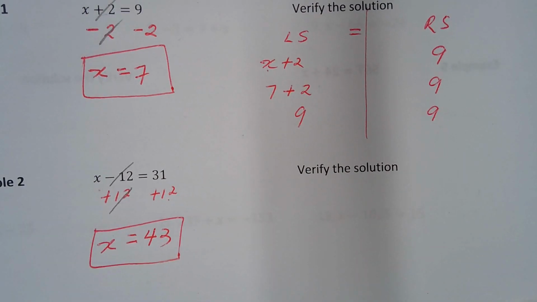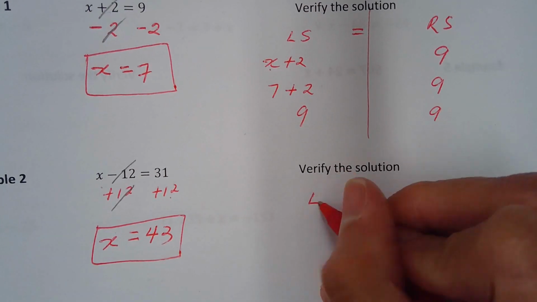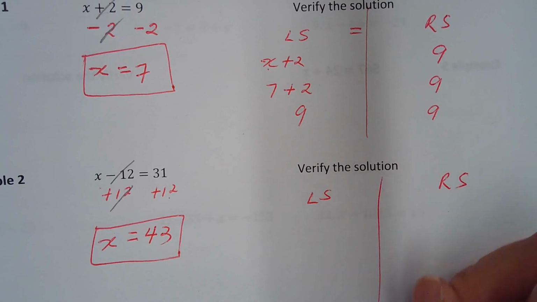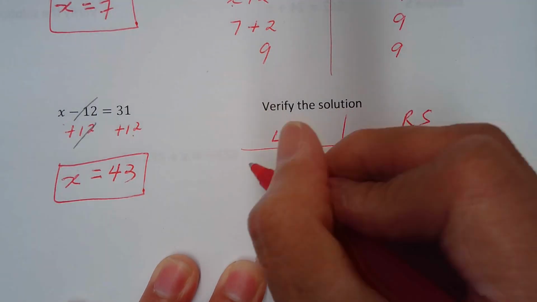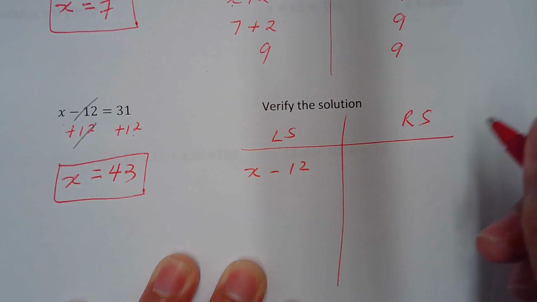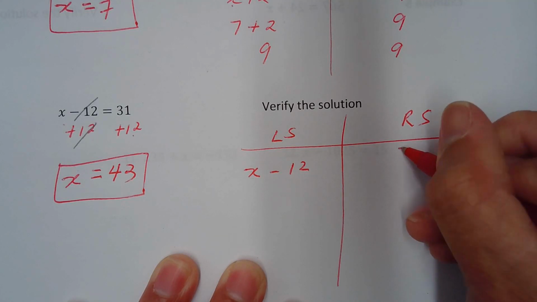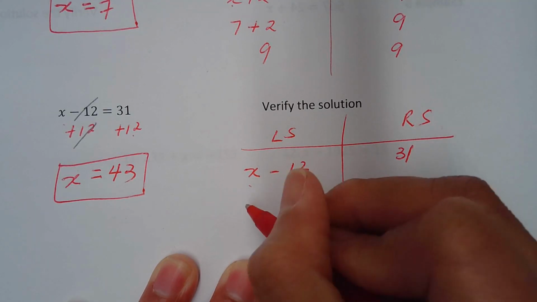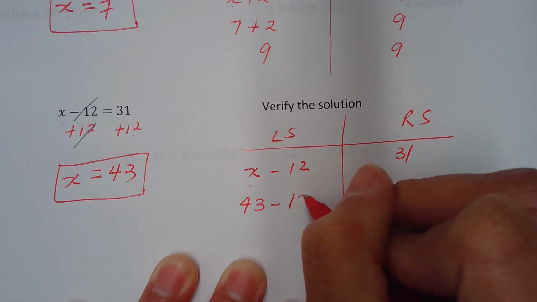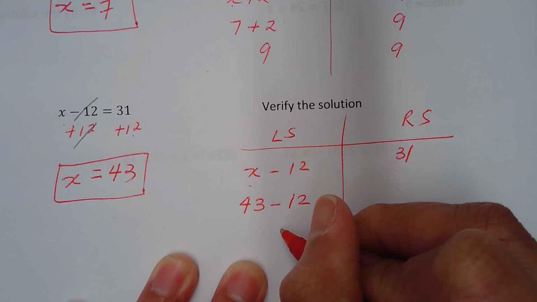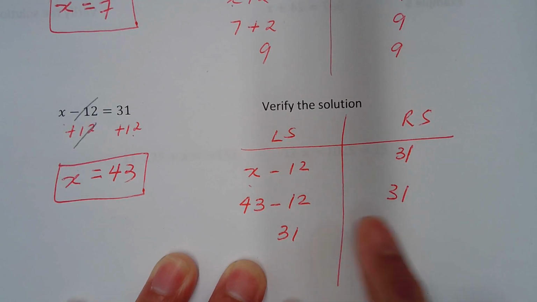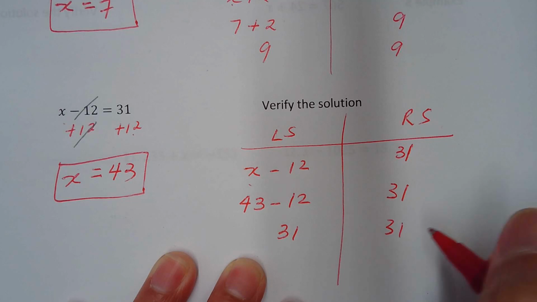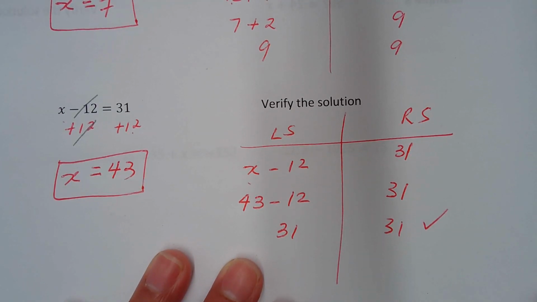Okay? Verify solution. Left side, right side. x minus 12 is on the left side. On the right side is 31. I'm going to replace the x with 43. And that's 31 equals 31. So 31 equals 31, and that's correct. Okay? Good? So far so good?